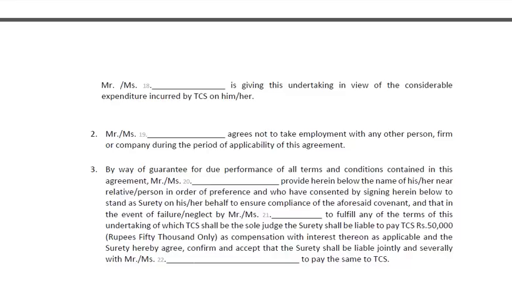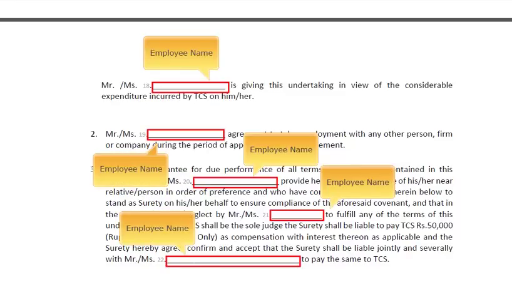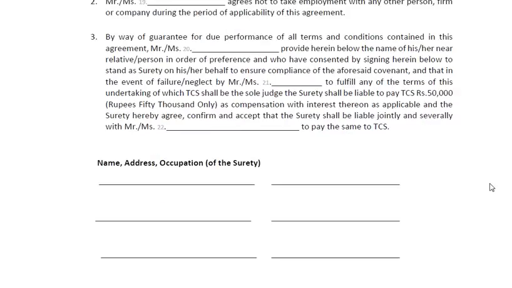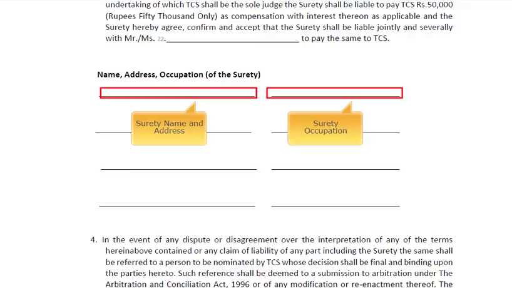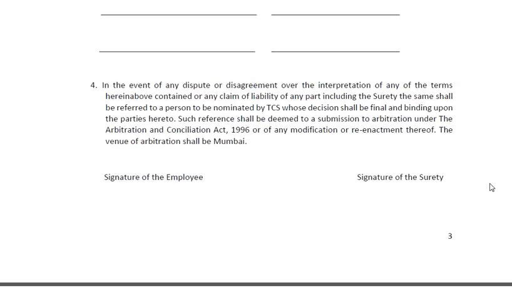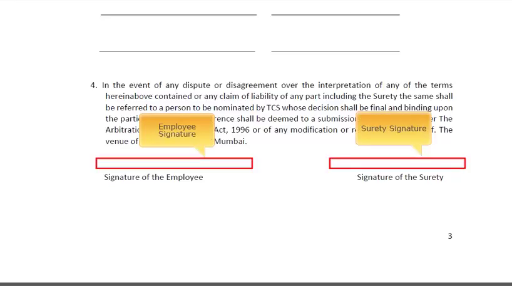On page 3, please write in the employee name as your name in blank 18, 19, 20, 21, and 22. In the next part of the same page, you have to provide the name, address, and occupation of your surety. Finally, to close page 3, both you and your surety have to sign at the bottom of the page.